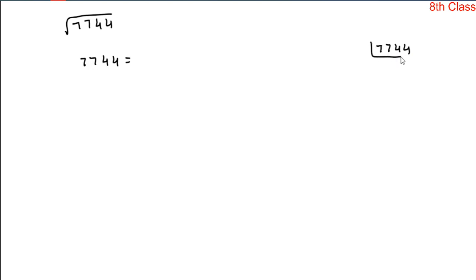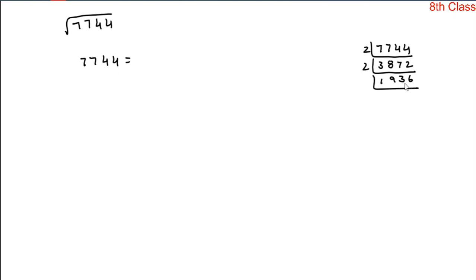This is 7744. It's divisible by 2. How many times? 3 2s are 6, 8 2s are 16, 7 2s are 14, 2 2s are 4. Okay, and then this 3872 is again divisible by 2. How many times? 2 ones are 2, 2 nines are 18, 3 2s are 6, 6 2s are 12.